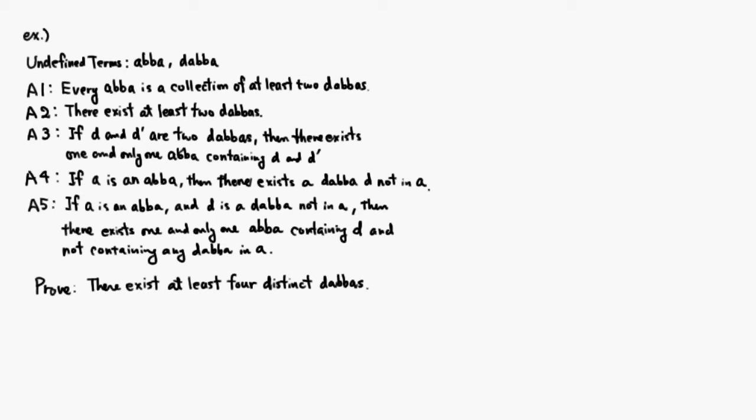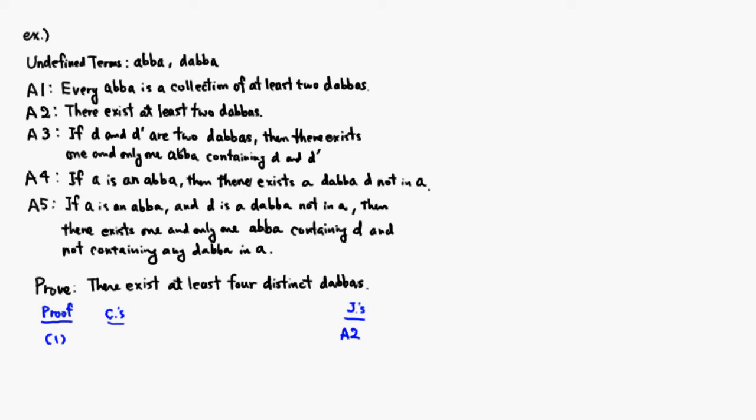Alright, what we want to do is prove the following statement: there exist at least 4 distinct dabas. So let's prove that. Here's the proof. Let's write conclusions and justifications. I'm going to give a little bit more room for justifications. Number 1. What do we know? We know that there exist at least two dabas by A2, so the justification would be A2.